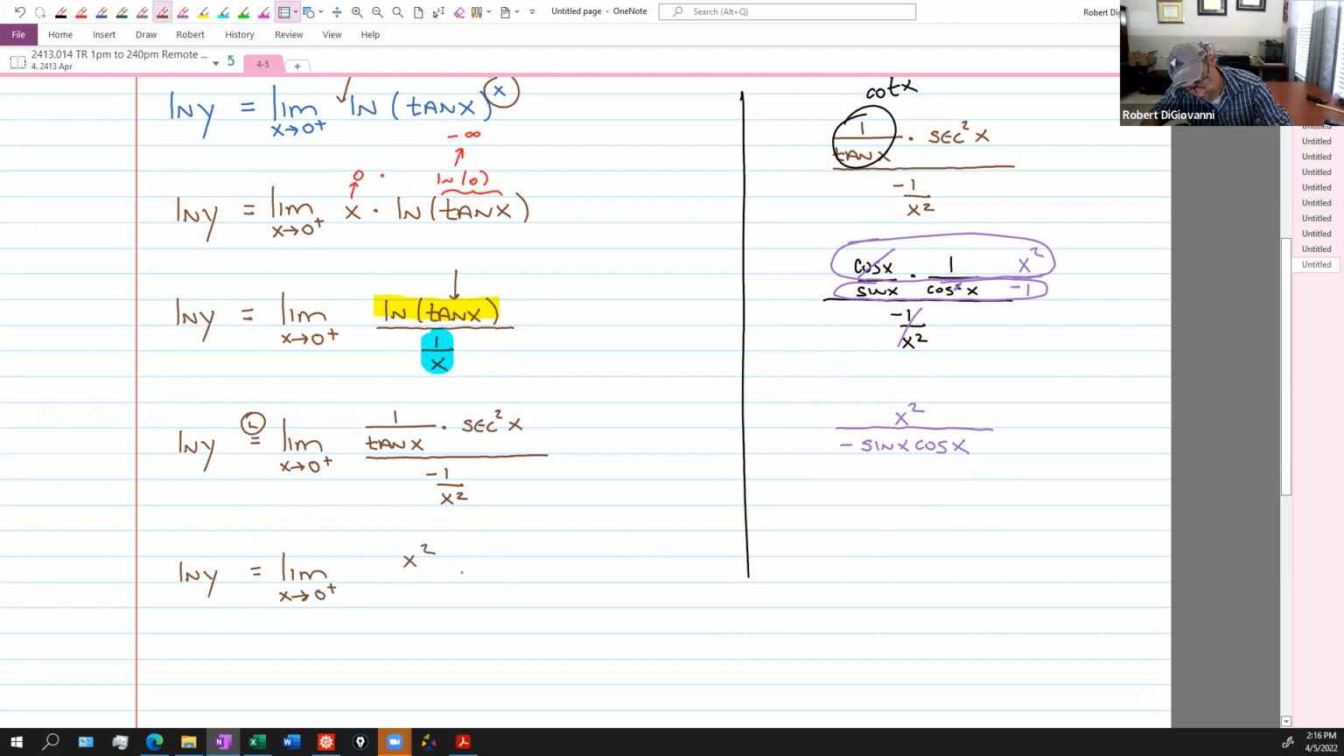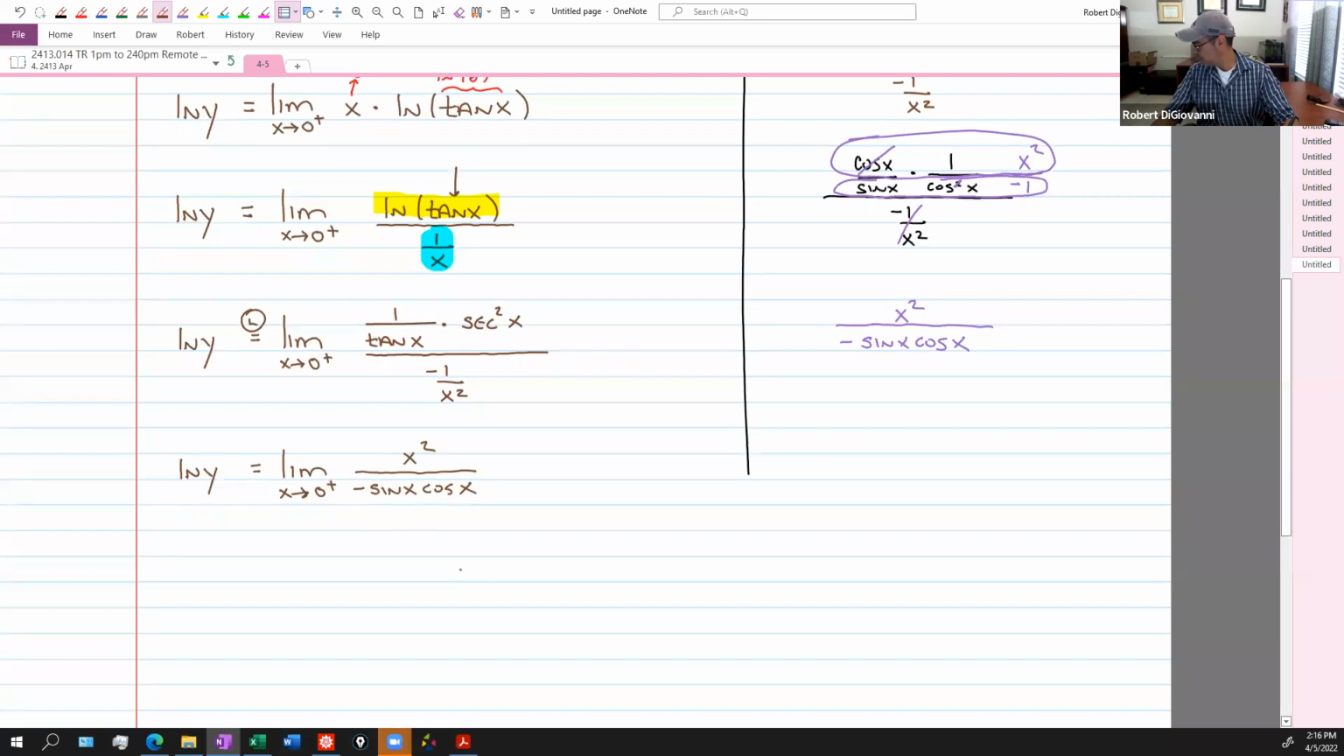Okay, x squared over negative sine x cosine x, cleaned up. All right, let me check what happens now. If x goes to 0, you get 0 on top, and then sine of 0 is 0, cosine of 0 is 1, so unfortunately we get 0 on the bottom. Looks like we're going to need L'Hopital again.